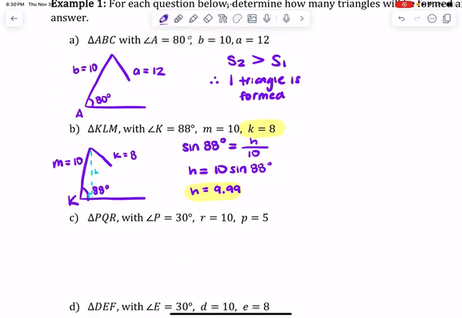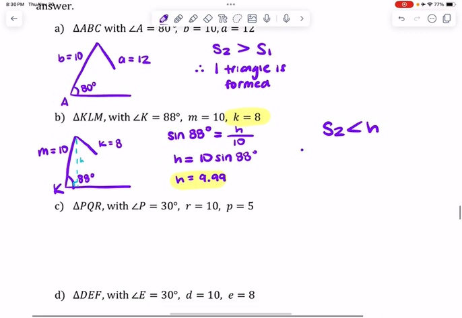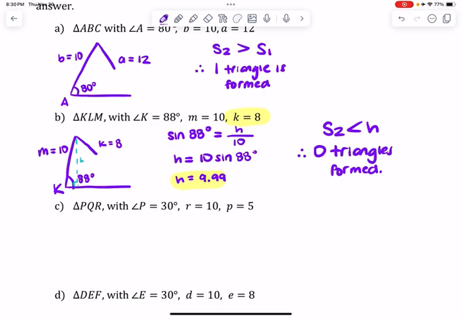And because h is that minimum distance we need to form a triangle, if side length 2 is less than h, then we're going to have 0 triangles formed. Aw, that's too bad. However, when we get to solving triangles, this will be your favorite case because it's the easiest to solve: no triangles. Because you're done. You've solved them all. There's nothing to solve. What an exhilarating time.